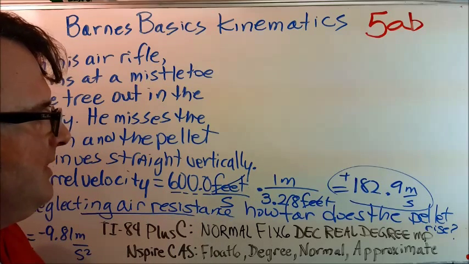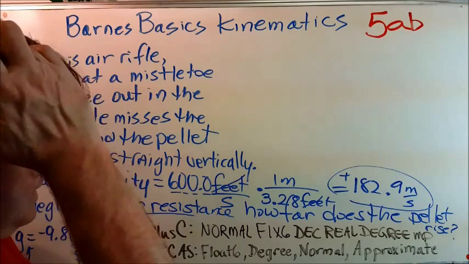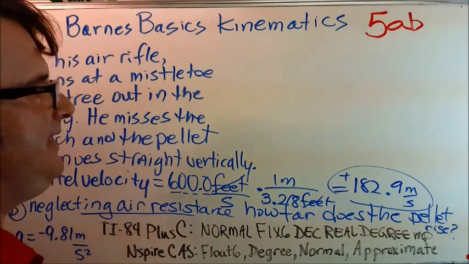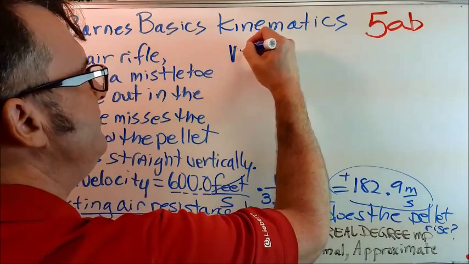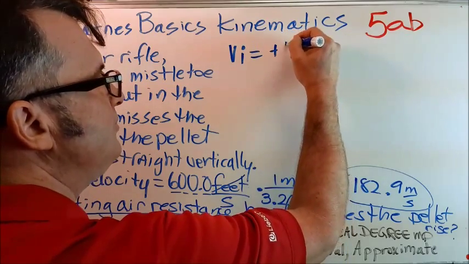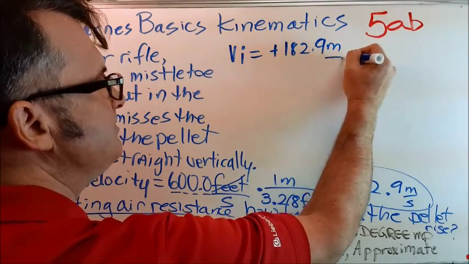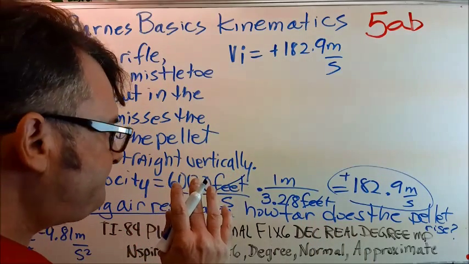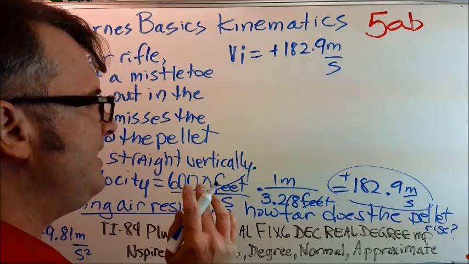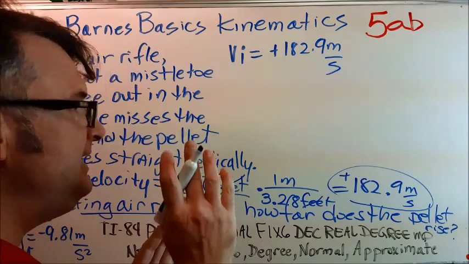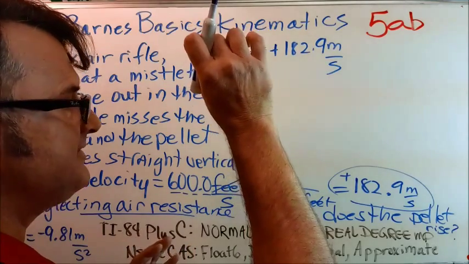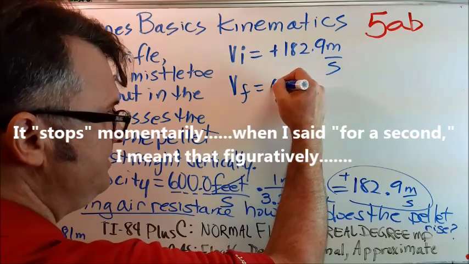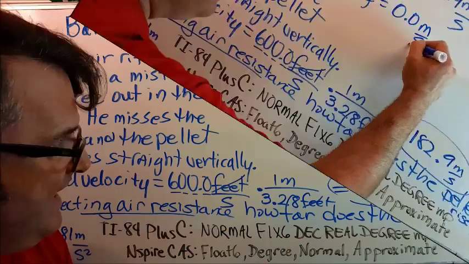So the formula that we're going to use for D is going to reflect the values that we're given here. We know that the initial velocity VI is equal to plus 182.9 meters per second. Now, here's another important thing to remember. When pellets or any projectile goes up, it actually goes to zero and it stops for just a second before it starts falling back down. So VF would equal 0 meters per second.